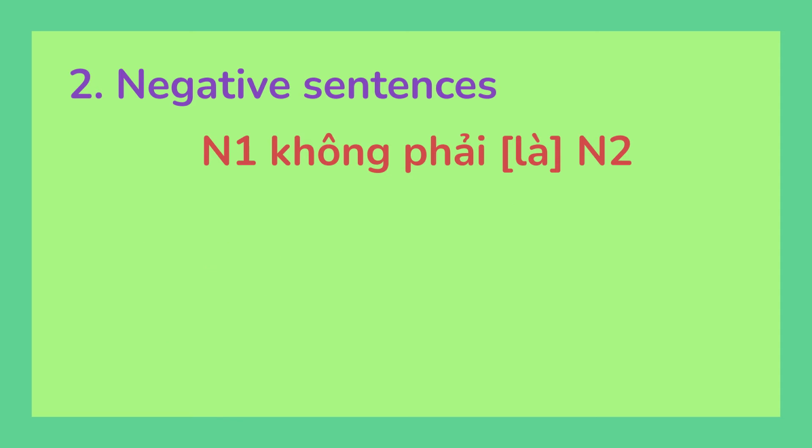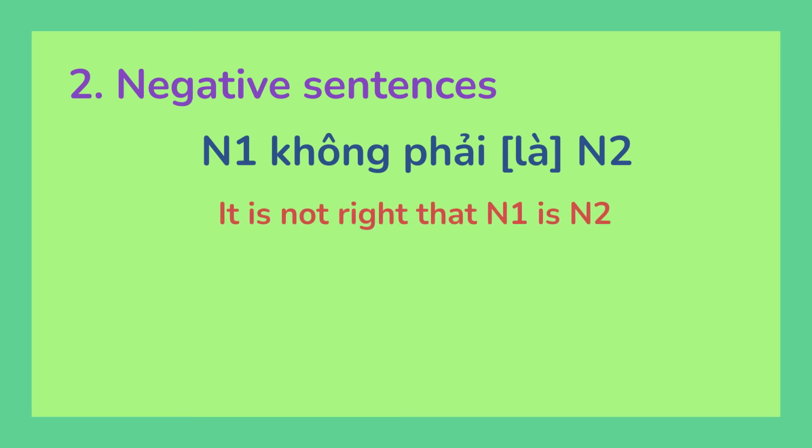Normally, to make a negative sentence, you have to put the word không before the verb or the adjective. But here you might see that there is also the word phải. So phải means right. Then không phải is the negative structure of the adjective right. So the whole sentence, noun number 1 không phải là noun number 2 actually means it is not right that noun number 1 is noun number 2. So the verb là doesn't have its own negative structure.